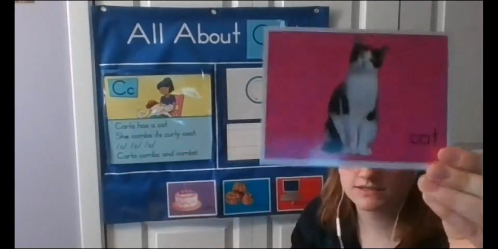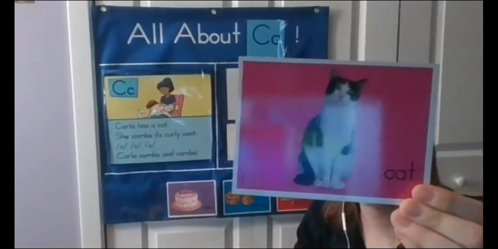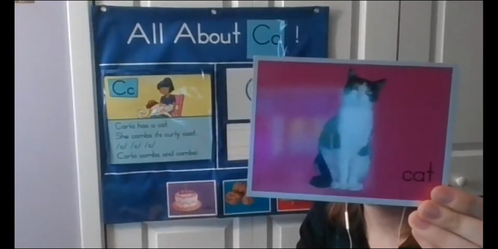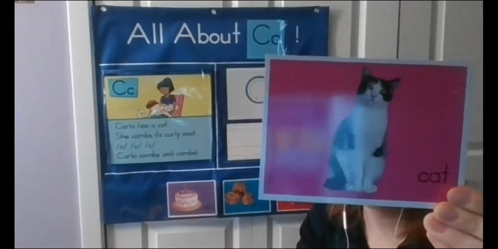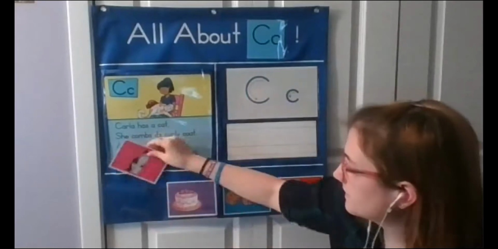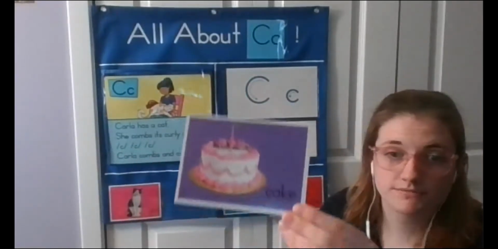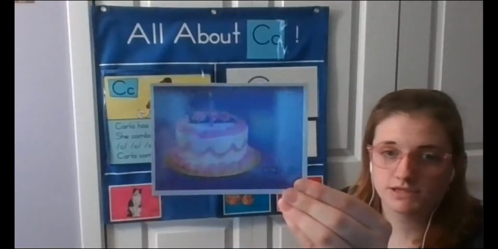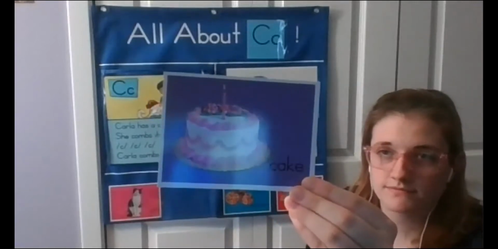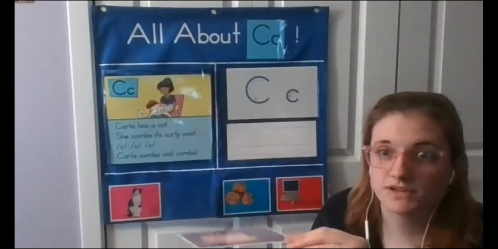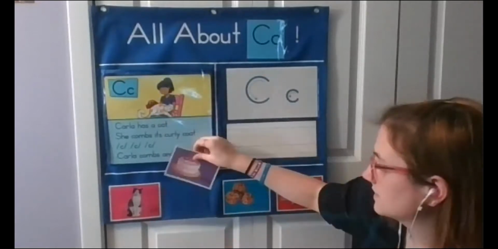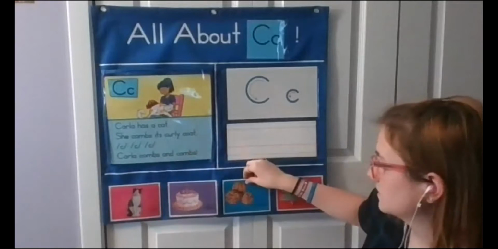Our first one is cat. Do any of you have a cat at home? Maybe. Miss H is allergic to cats, so I can't have one. Cake. How many of you like cake? What's your favorite kind of cake? Miss H likes vanilla cake better than chocolate cake.